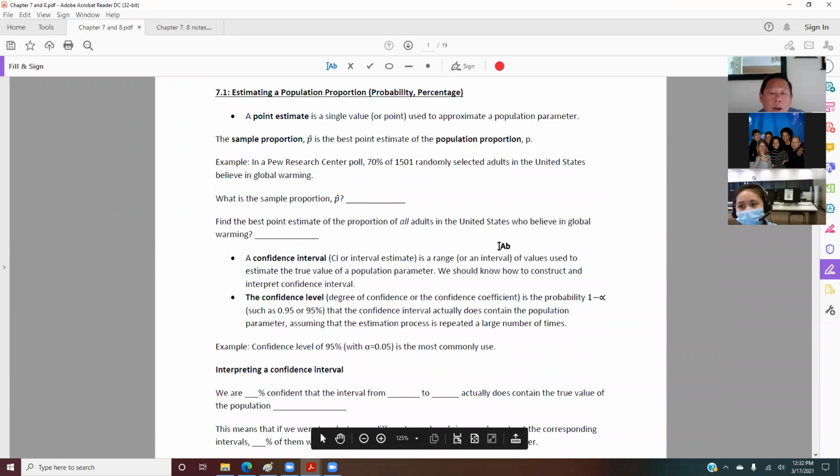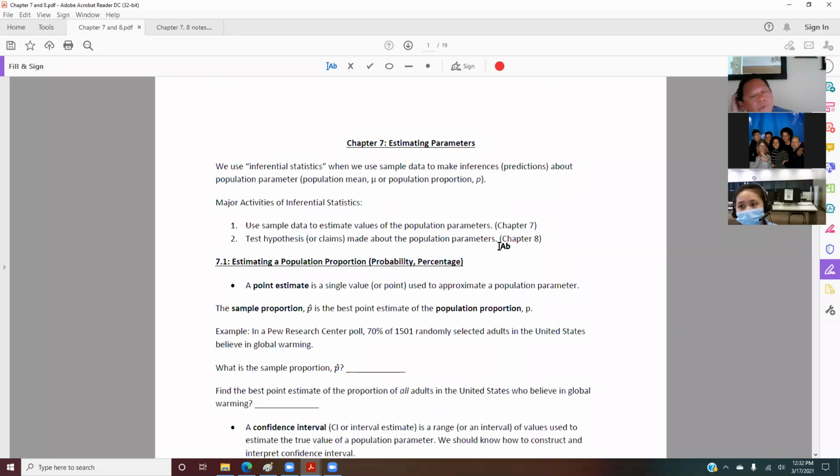So today we start chapter 7 here. There's no homework due tonight because you got 2 weeks off from homework. We call chapter 7 estimating parameters. This is talking about confidence intervals. And then in chapter 8, we do what we call hypothesis testing.